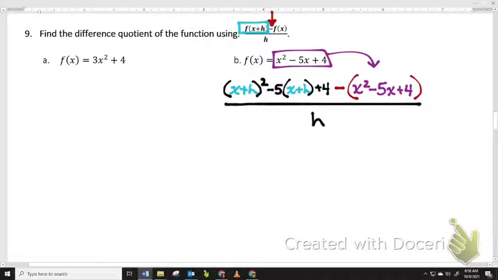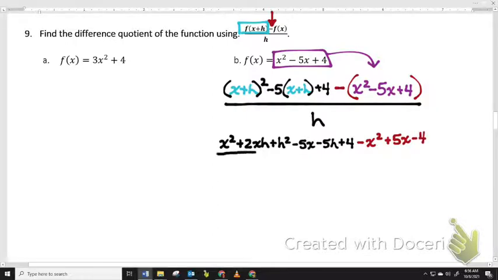So I'm going to square my first binomial, x plus h, so I have x squared plus 2xh plus h squared, minus 5x minus 5h plus 4. I distribute the negative to everything inside the parentheses, so minus x squared plus 5x minus 4, all over h.